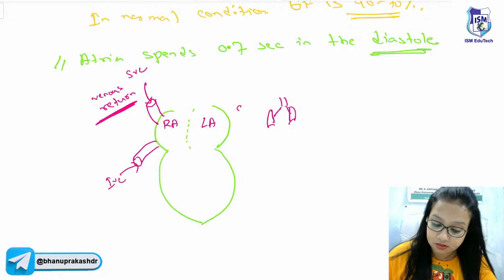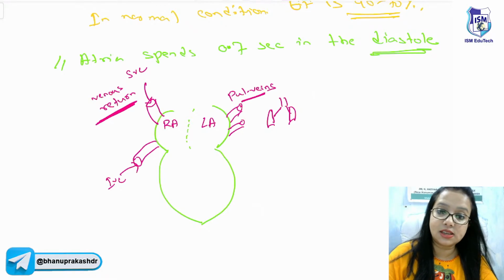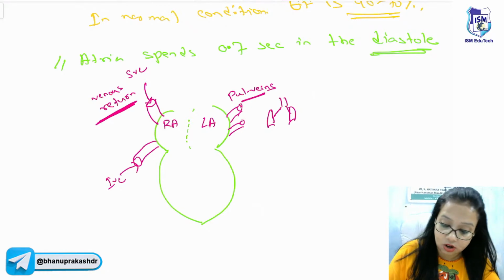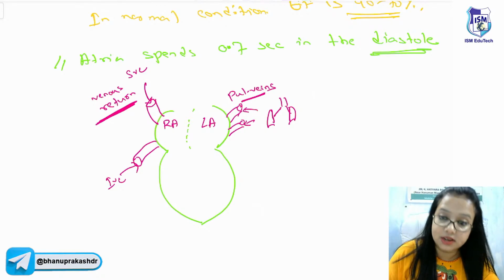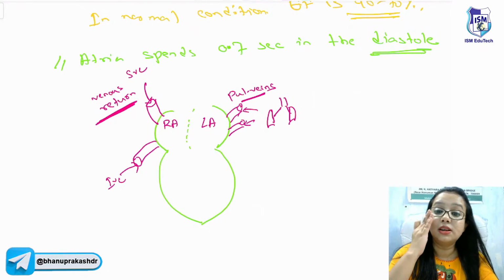So, it is via the blood vessel which we call the pulmonary veins. And what is the peculiarity of pulmonary veins and pulmonary artery? Pulmonary artery is the only blood vessel that is carrying deoxygenated blood from the right atrium to the lungs. And pulmonary vein is the only vein that is carrying oxygenated blood from the lungs, that is from the pulmonary circulation, into the left atrium.